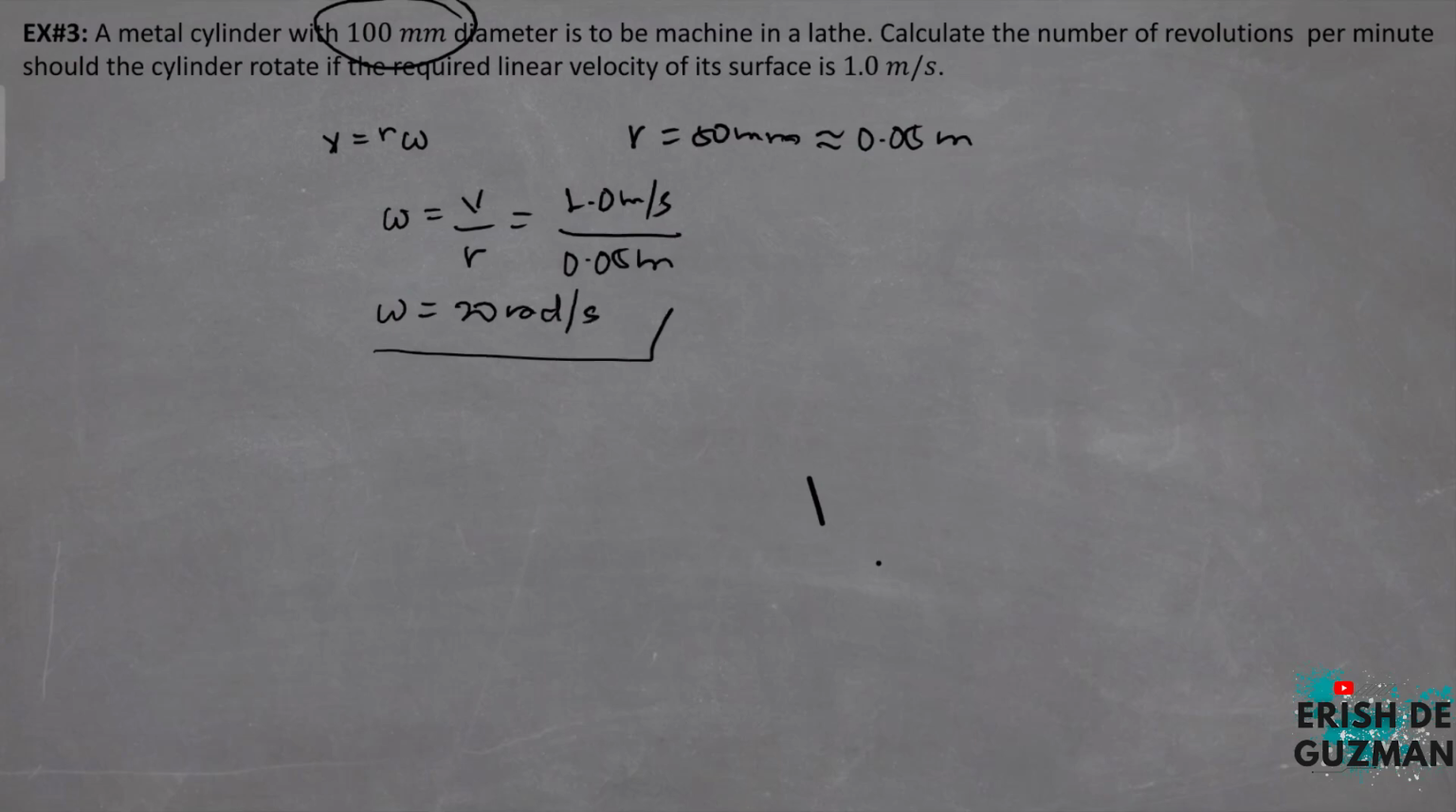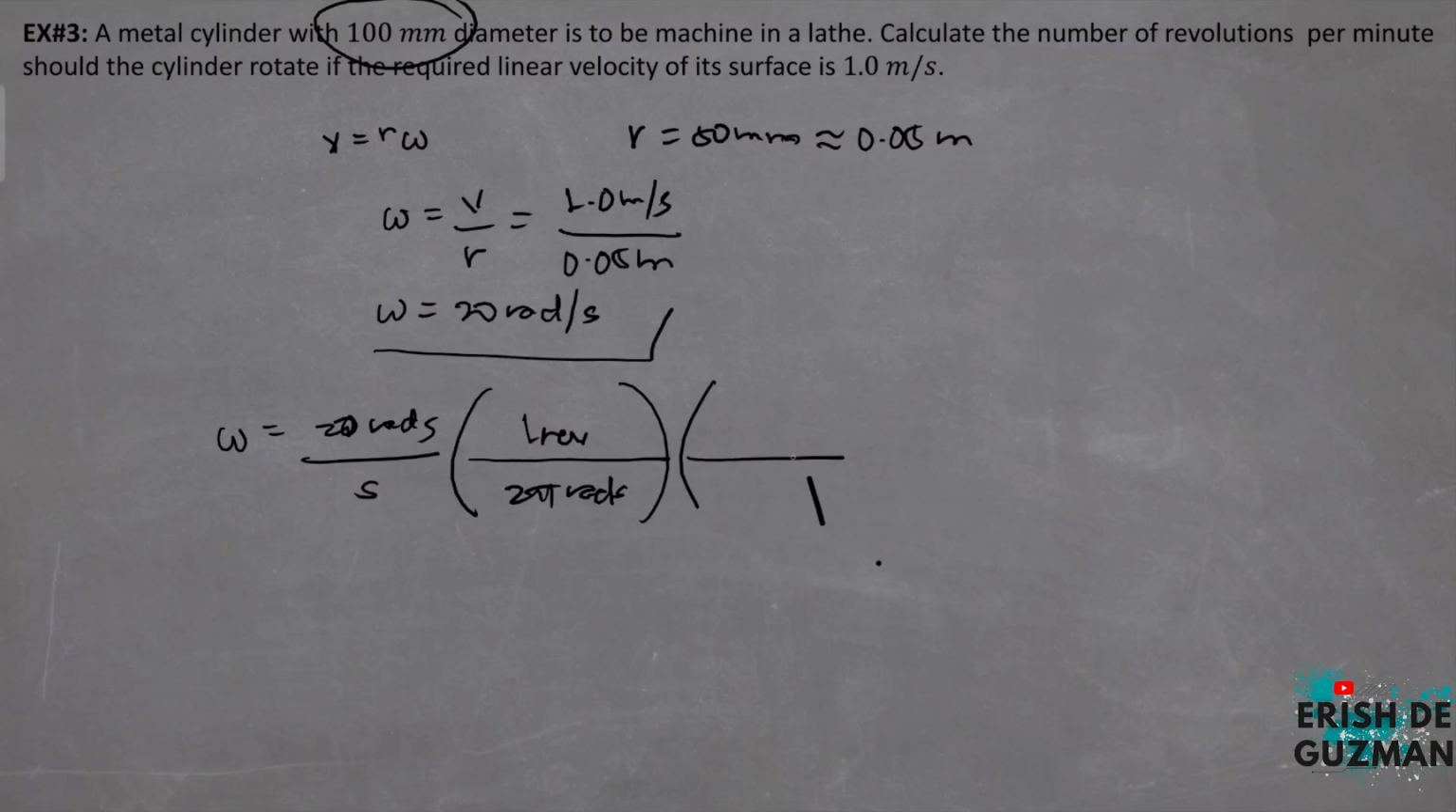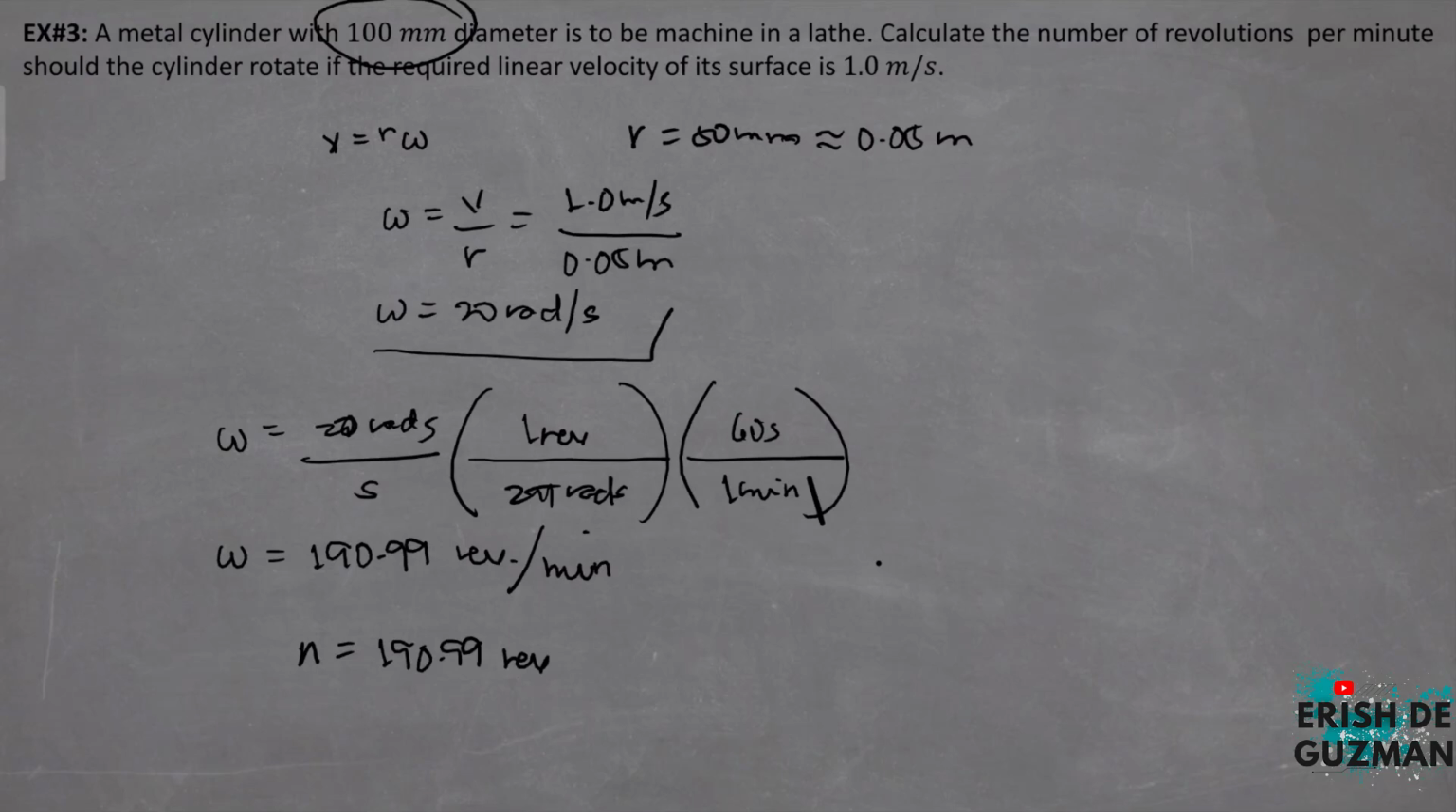Now, to calculate the revolutions per minute, i-convert lang natin siya into angular velocity pa din, but in terms of revolutions per minute. So, angular velocity is equal to 20 radians per second. This is 2 pi radians, this is 1 revolution. And 1 minute naman is 60 seconds. By calculating, angular velocity is equal to 190.99 revolutions per minute. Or kung ang tinatanong sa atin is yung mismong number of revolutions kada minuto, say n na lang ilagay natin, we have 190.99 revolutions. So this is example number 3.